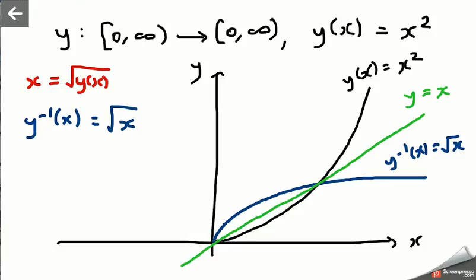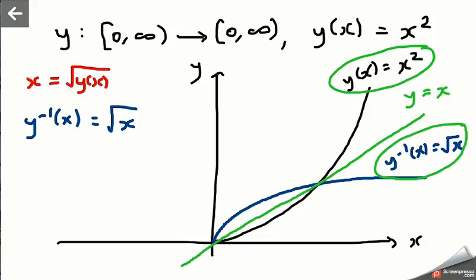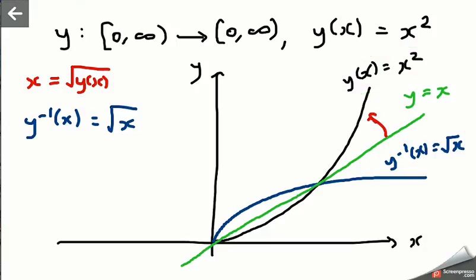Notice something odd about this. These two functions, y of x equals x squared and y inverse of x equals square root of x, these two are actually reflections of each other about the line y equals x. If I was to put a giant mirror along this line, I would get a mirror image, and it would look exactly like this. So these two functions are actually reflections of each other about the line y equals x. Why on earth is that? Why does that make sense?